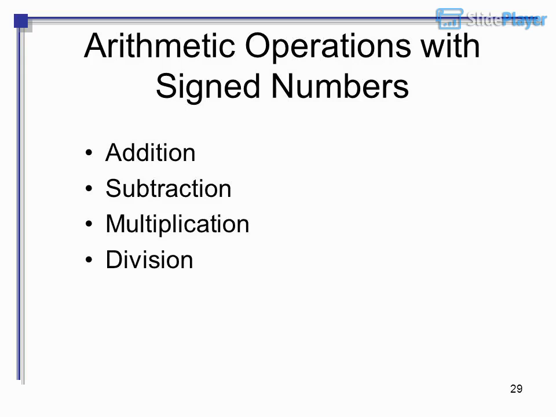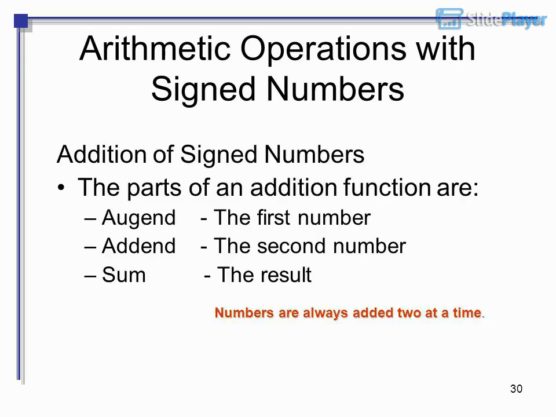Arithmetic operations with signed numbers: addition, subtraction, multiplication, division. Addition of signed numbers. The parts of an addition function are augend, the first number; addend, the second number; and sum, the result. Numbers are always added two at a time.